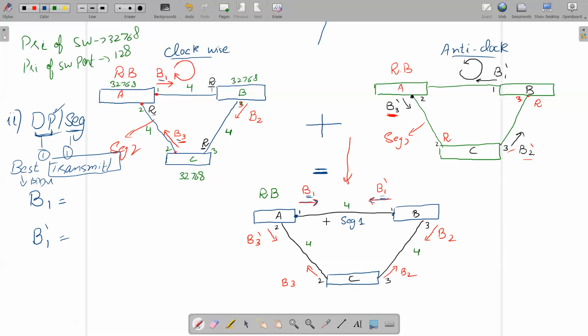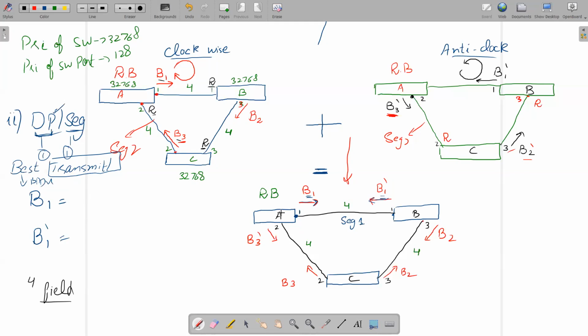But how to write the BPDUs? We are going to write now. I have told you a BPDU contains 4 fields, and I have told you to remember the sequence. Can you please tell me what the first field was? Bridge root ID. And what was inside the root bridge ID? Priority and MAC address. Perfect.